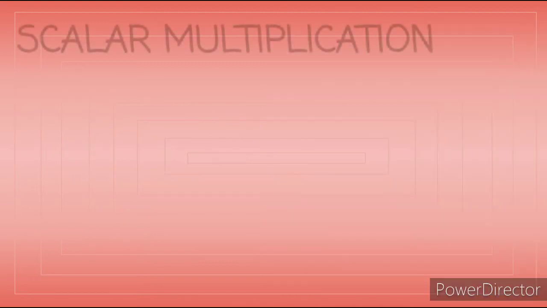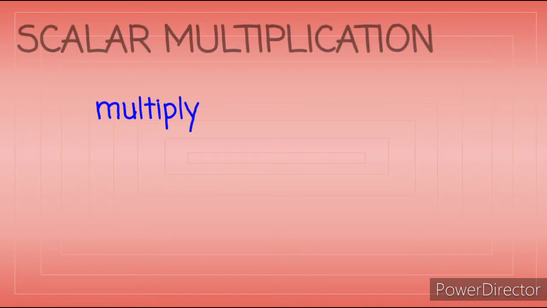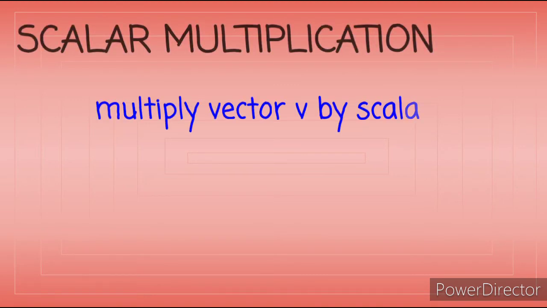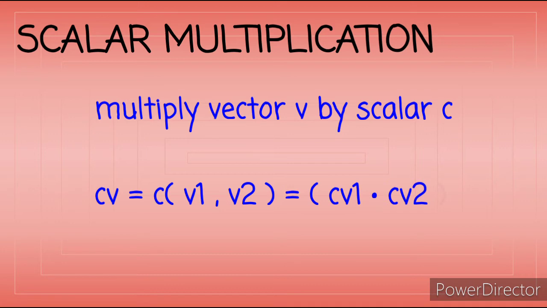Another basic vector operation is scalar multiplication. To multiply vector v by scalar c, we multiply each component of vector v by scalar c. It becomes cv = c(v1, v2) = (cv1, cv2). Recall from chapter 2, scalar is used to mean a real number. This usage arose from the fact that multiplying a vector by a real number changes the scale of the vector.